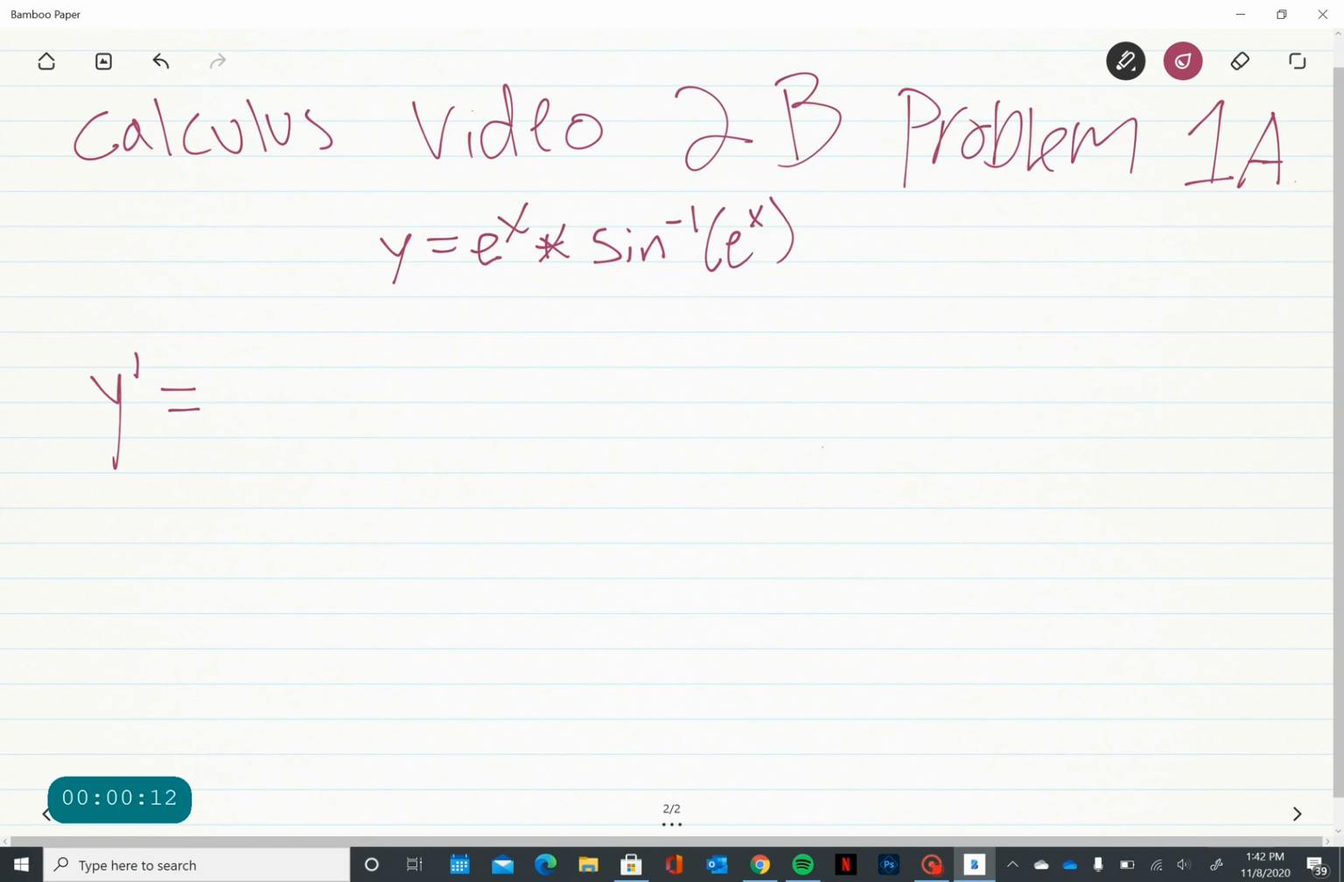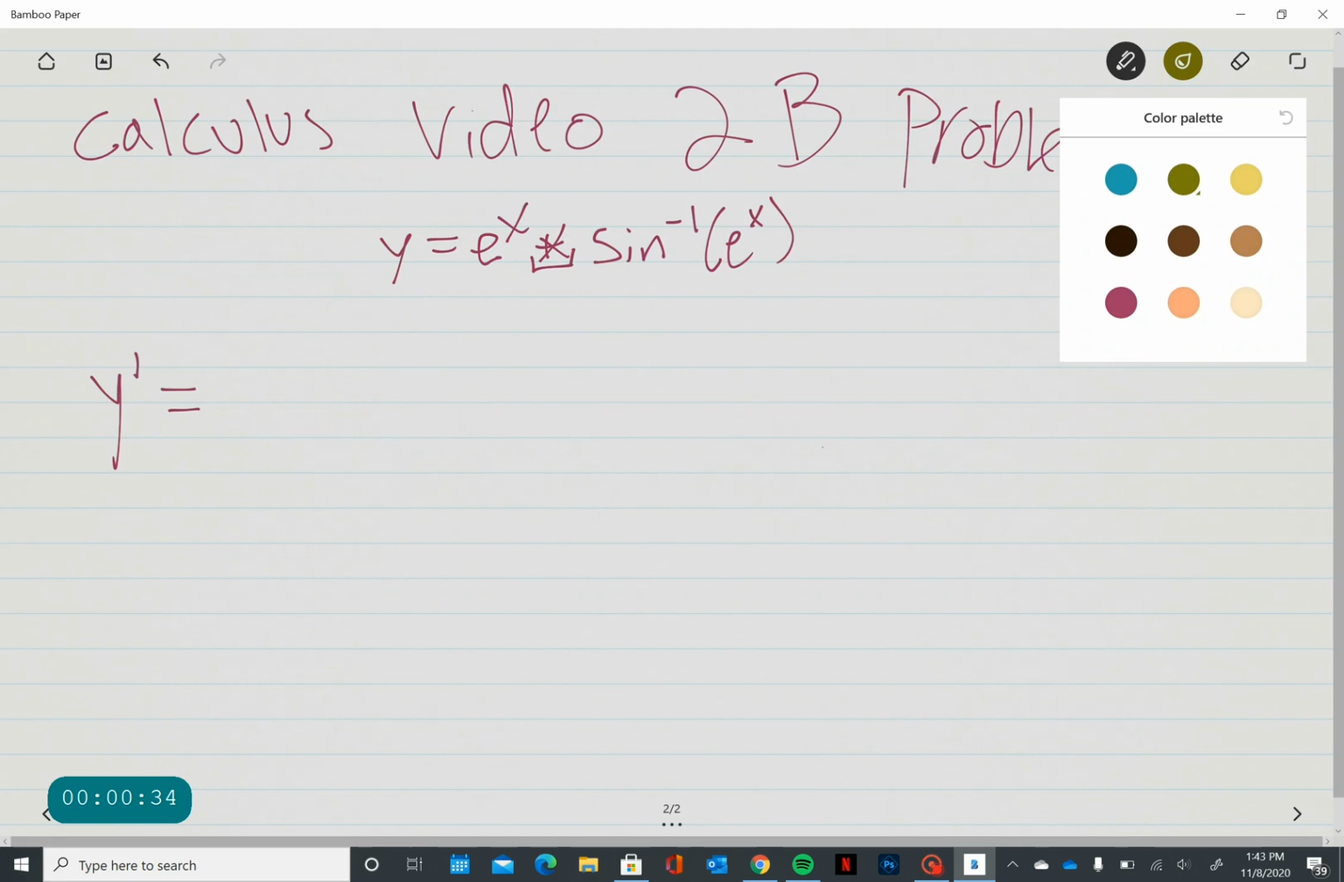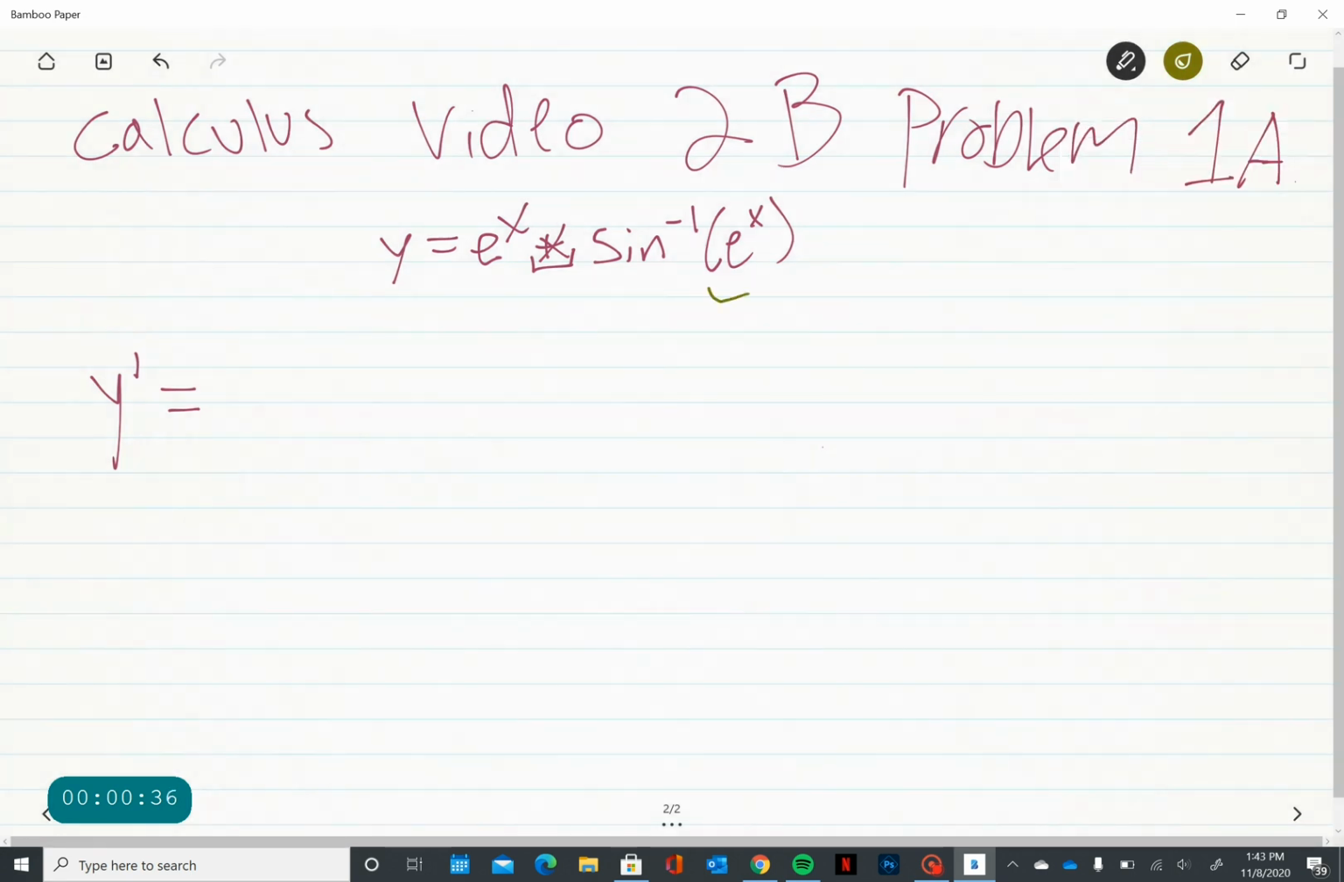Problem 1A is asking for the derivative of e to the x times arc sine e to the x. In this problem, we will be using the product rule, the derivative of sine, as well as the chain rule, since it's not just an x in the parentheses right here, it's e to the x.